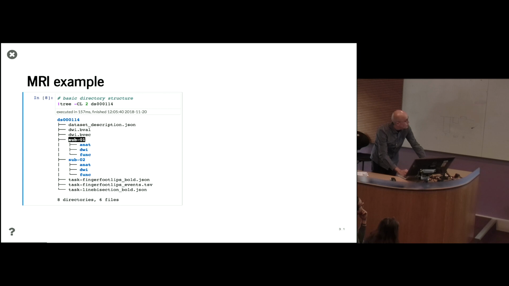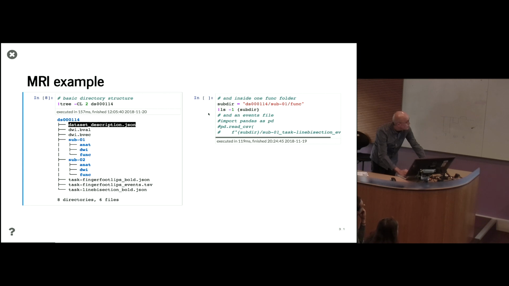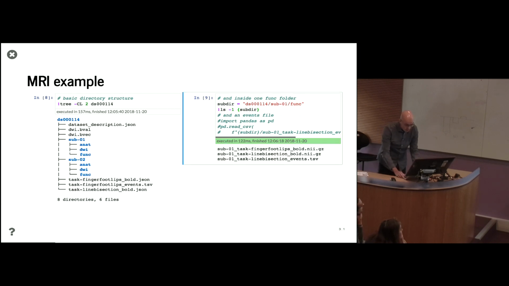Here's the folder where subject 1's data is, and inside we have subfolders for anatomical images, diffusion images, functional images. We also have some general dataset files like this dataset description file, which contains some general project metadata. If we drill down a bit further inside one of those subfolders, here I'm going to go inside subject 1's functional folder. And if we list that content, you get a few nifty files.